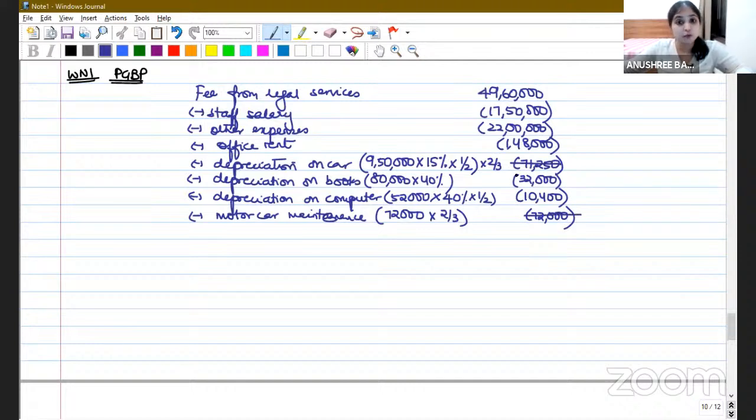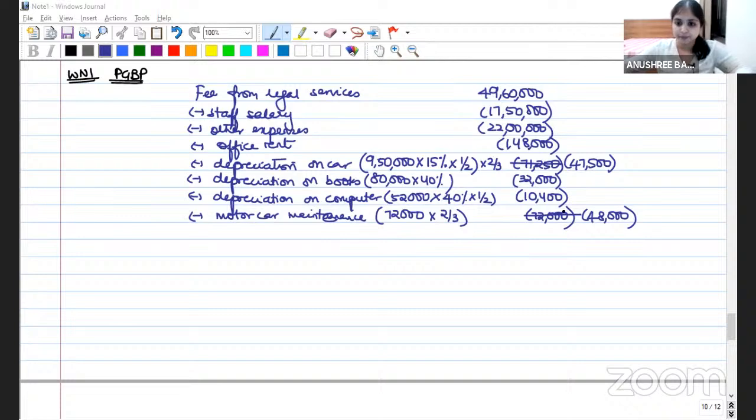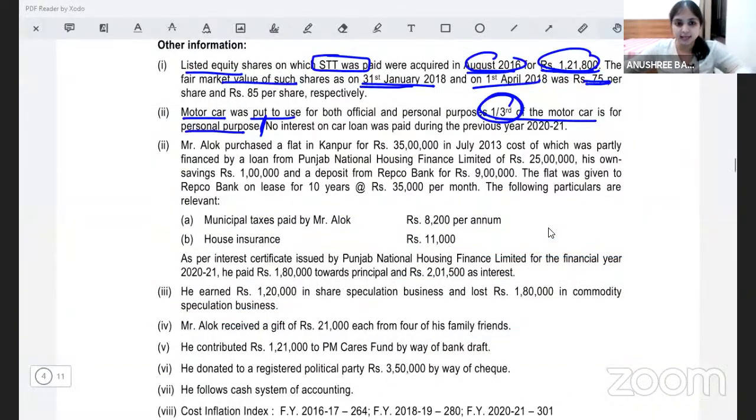Do not be scared of scoring off like this. Nothing happens. So how much will you get now? Your depreciation will be 47,500. And the motor car maintenance is going to be 48,000. All right. Okay, we will subtract only 2/3 of the expense. Why? What about the balance? The balance 1/3 is for personal purposes, and personal expenses are not subtracted in the computation of PGBP. All right, so this is it about the second adjustment.